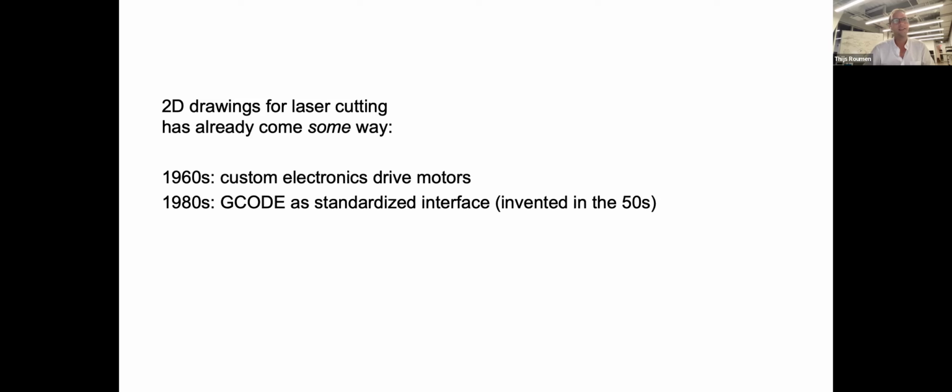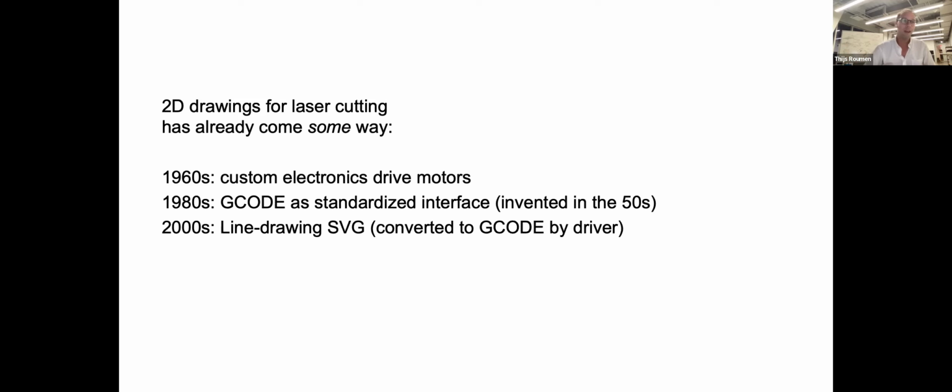It was then in the 80s that G-code was adopted as the standardized interface, which was already invented in the 50s, but only became adopted in the context of laser cutting in the 80s, because this was the moment that multiple people started to use the same laser cutter for different purposes. So there was a need for sharing content and building on the content that was out there. And it was only in the 2000s that line drawing SVGs were adopted as the standard. And they are then converted to G-code by a driver, right? So under the hood, it still operates in the same way as in the 80s.